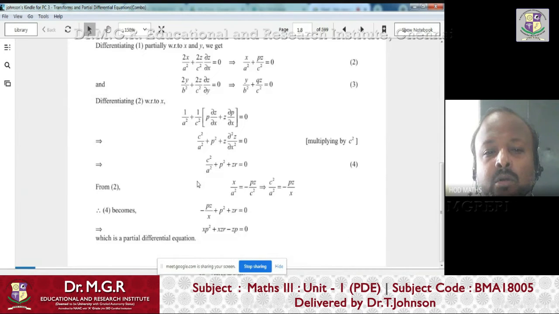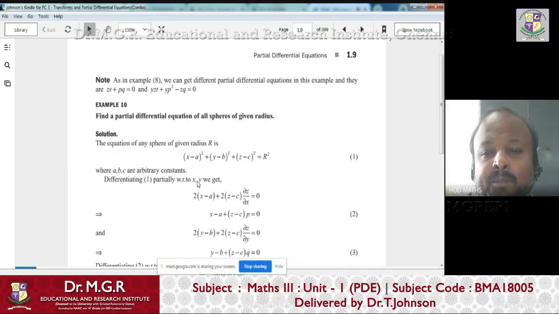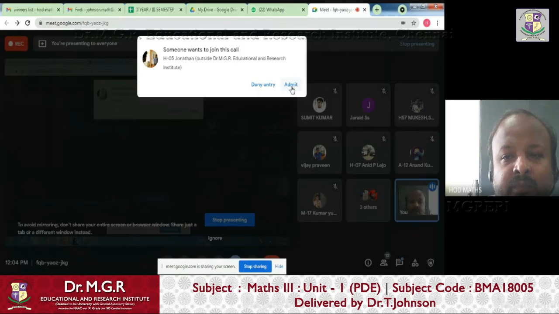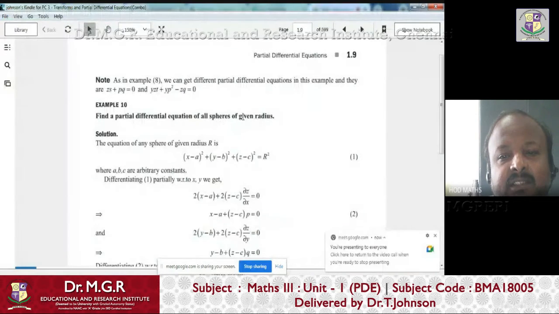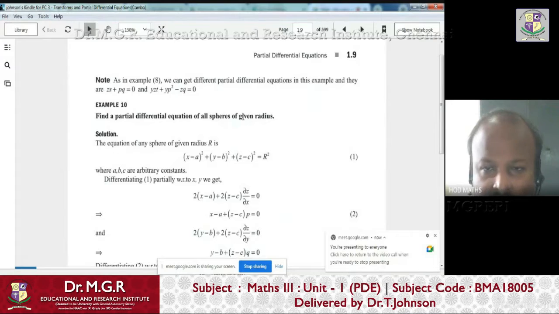Right? So now can you see that screen? Example number 10. It says find a partial differential equation of all spheres of given radius. Given radius means the radius is a fixed one. So the radius doesn't change, but there is no fixedness about the center. So the center may change. The center may be any a, b, c. But the radius is also a constant, though it is a fixed one.